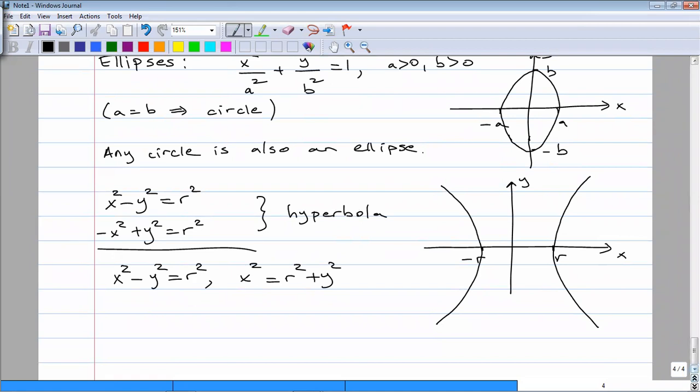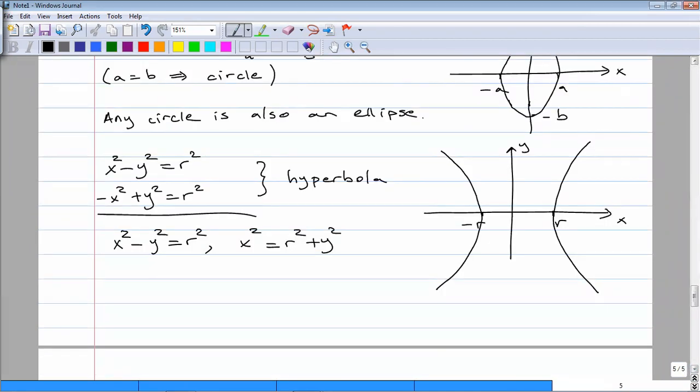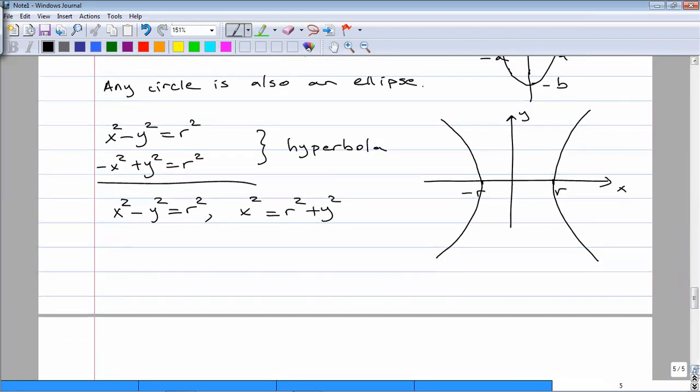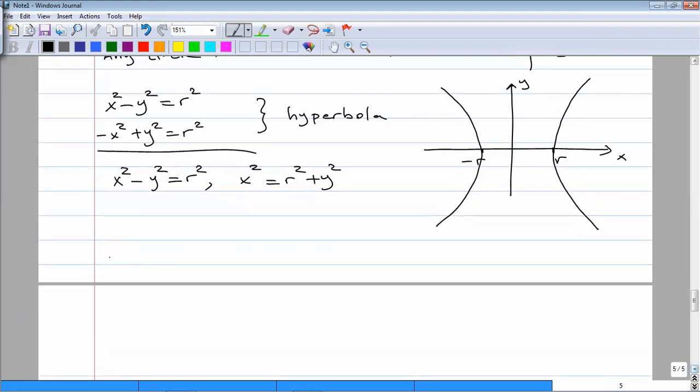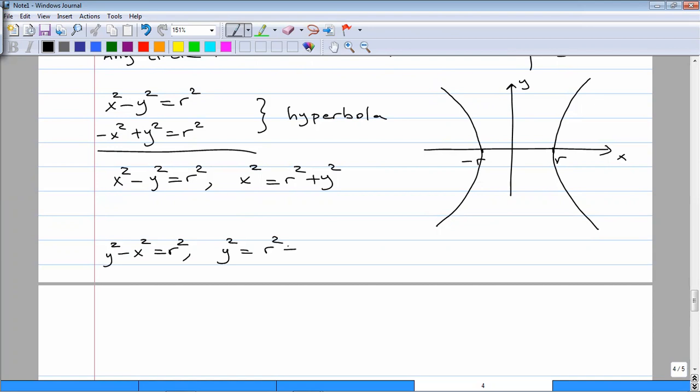If it is the other way, if it is y squared minus x squared equals r squared, then y squared is r squared plus x squared. So the y coordinate is either greater than r or less than minus r. And if x is 0, it is either r or minus r. So your hyperbola goes like this.